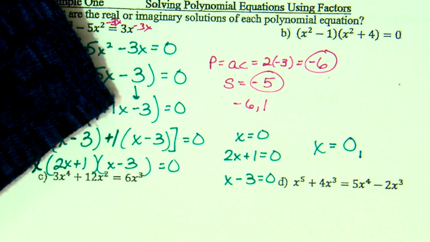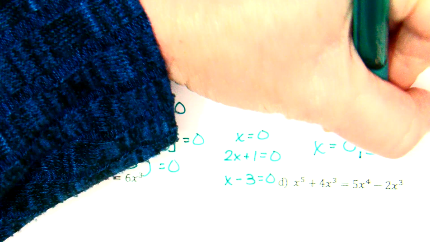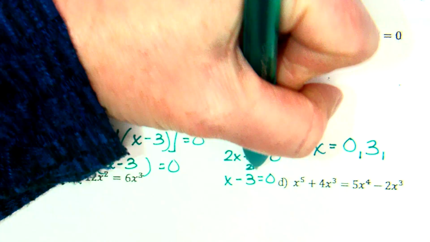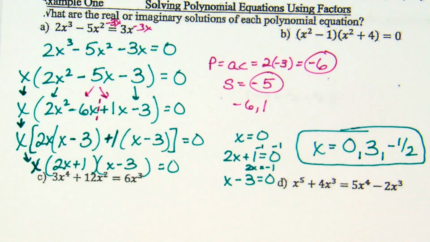Okay, x equals, don't forget the 0. We have the positive 3 down here, and then what about 2x plus 1? You subtract 1, 2x equals negative 1, and then you would divide by 2, so negative 1/2. Does it make sense I have 3 answers? Yes, because the highest power is x to the 3rd. So that means I'm going to have a total of 3 answers. They might not all be real, but I'm going to have 3 total answers.